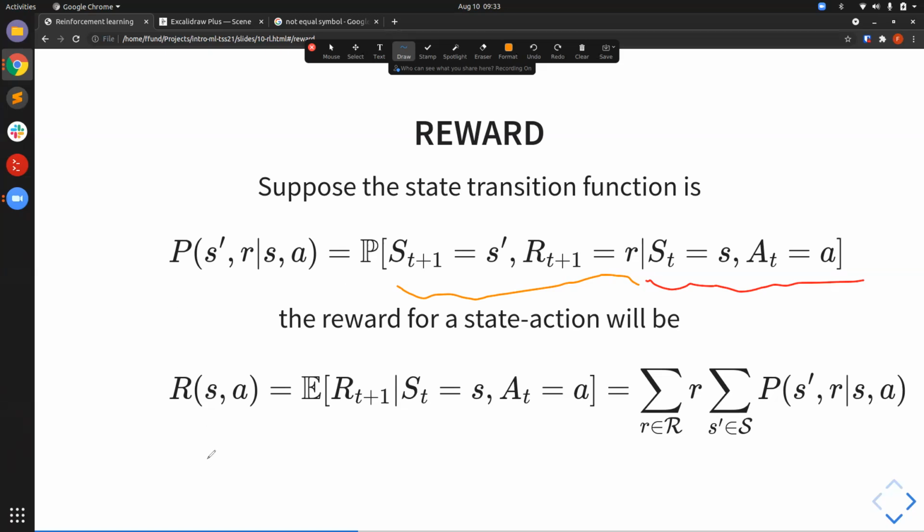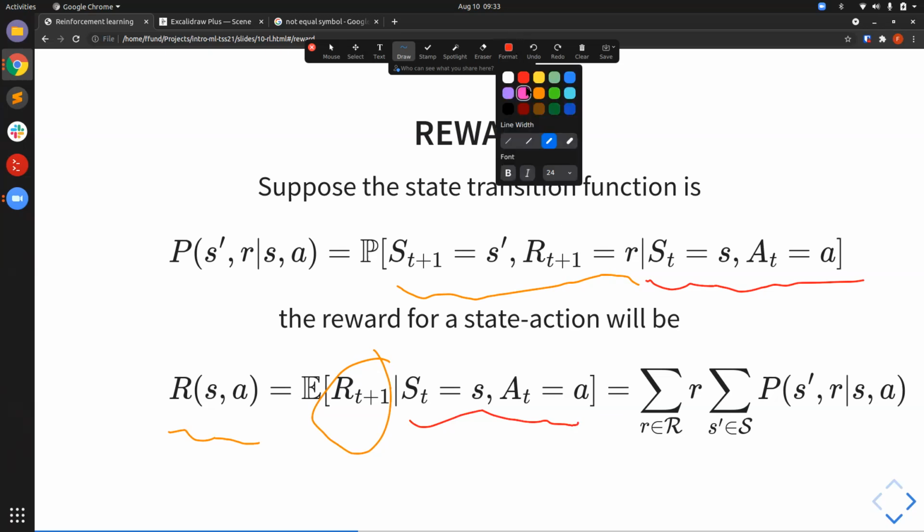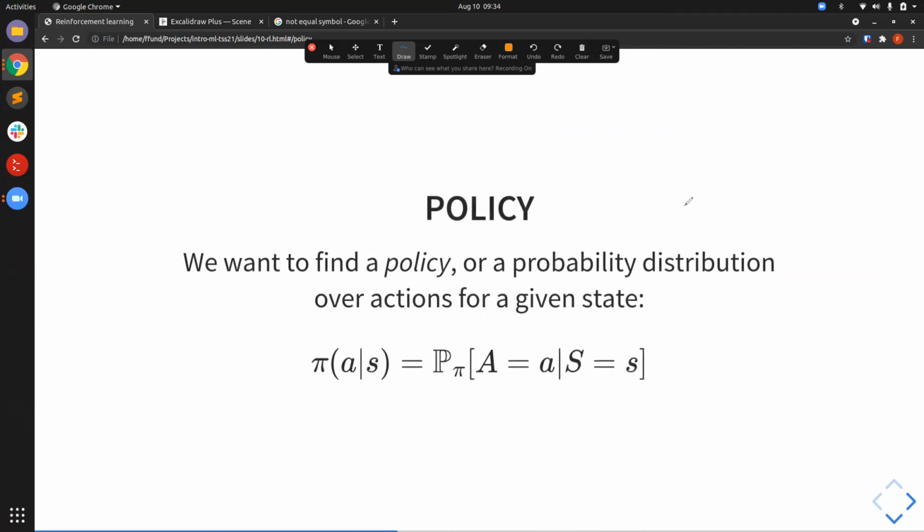So then we can express the reward function as the expected value of the reward in the next time step, given that we were in state S and took action A. And we can think of this as, let's say, just a probabilistic sum. So over all the possible state transition functions, we can think about what the reward is for each and then sum those all up. So we have some probabilistic reward function.